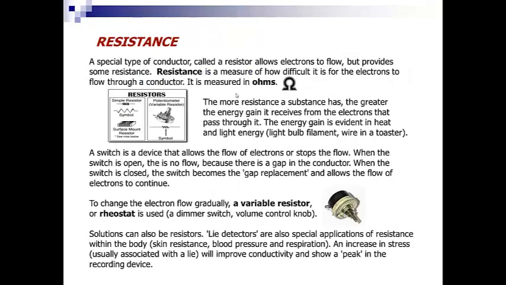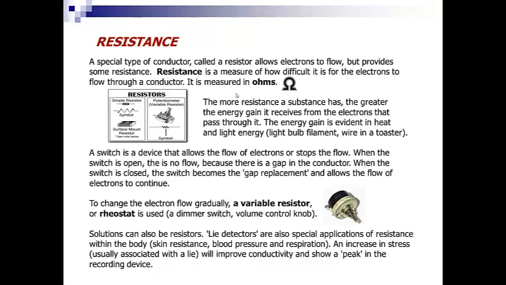Resistance. A special type of conductor called a resistor allows electrons to flow but provides some resistance. Resistance is a measure of how difficult it is for the electrons to flow through a conductor. It is measured in ohms. The more resistance a substance has, the greater the energy gain it receives from the electrons that pass through it. The energy gain is evident in heat and light energy, like a light bulb filament or the wire in a toaster.